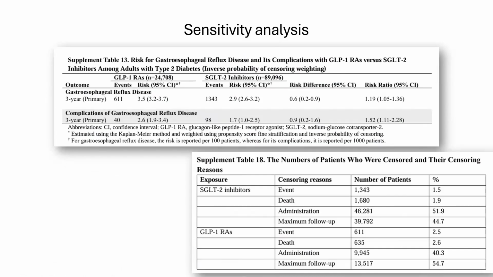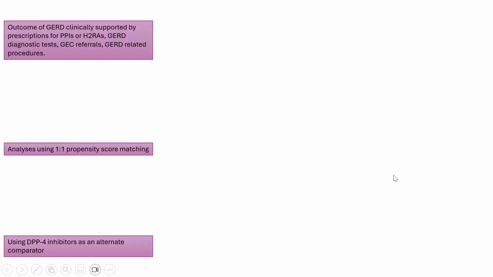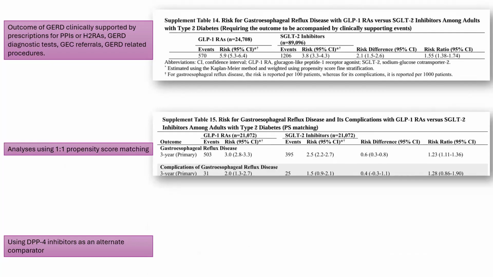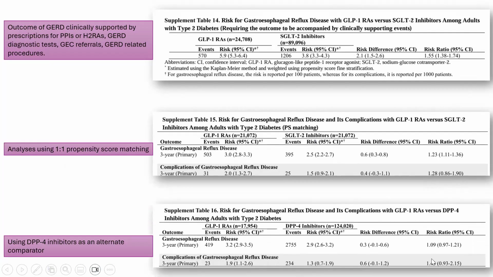They have done a sensitivity analysis, which I had mentioned before, using the inverse probability of censoring weighting. This is basically adjusting for all the patients who were censored from the study. They found similar risk ratios. When they repeated the analysis, confirming the outcome of GERD to be clinically supported by prescription of proton pump inhibitors, they found a similar risk ratio. When they used propensity 1:1 score matching, they found the risk ratio to be around 1.23, but for complications it was not significant. And when they used DPP4 inhibitors as the comparator, it was also not significant.